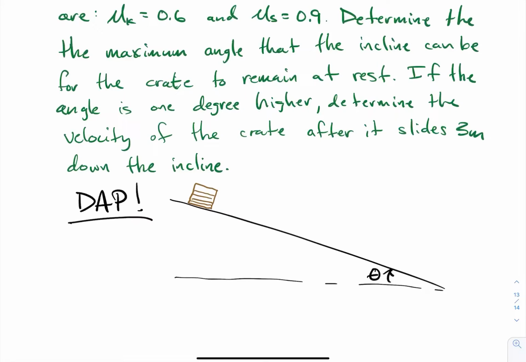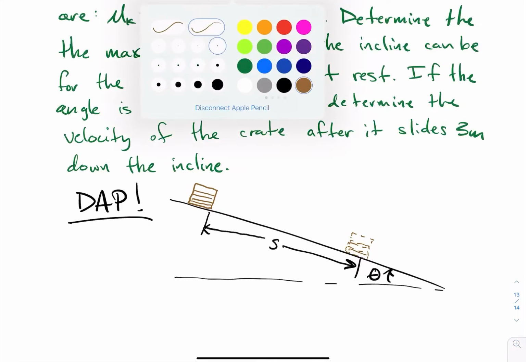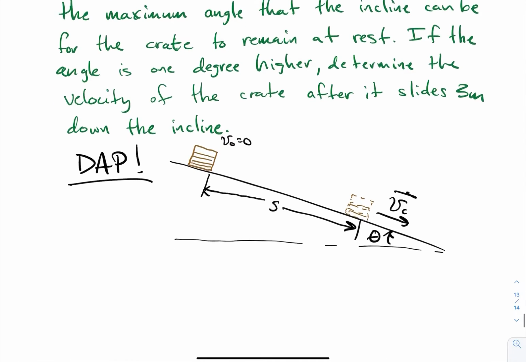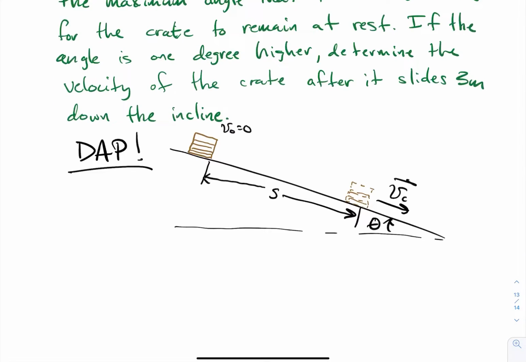Anyway, there's our crate, and it's going to go some displacement, s, down the incline. And so it'll end up down here, and it will have some velocity, and we might call that VC for velocity of crate. We also know that its initial velocity is 0. And we could also note that on this surface there's a mu sub k or s.